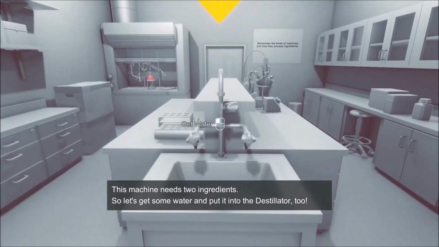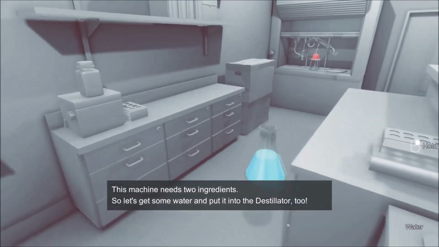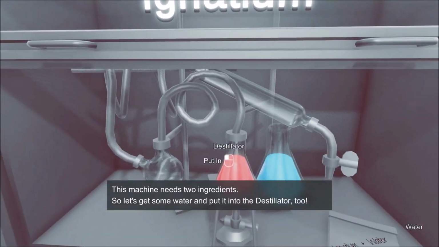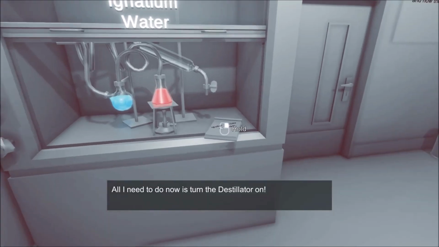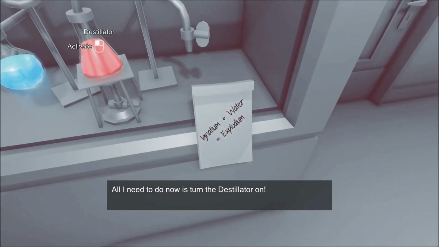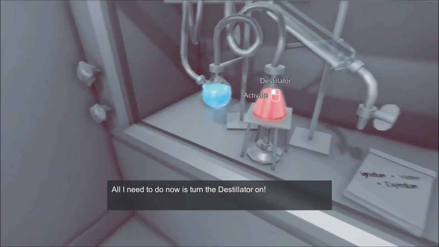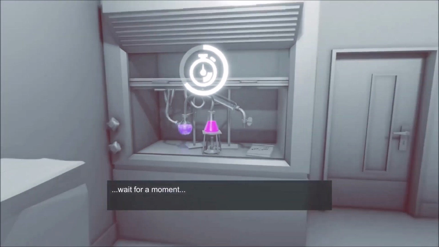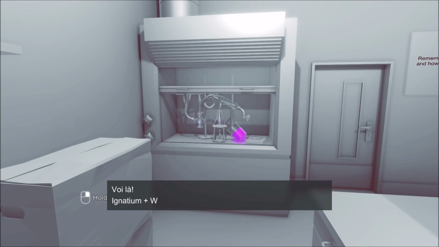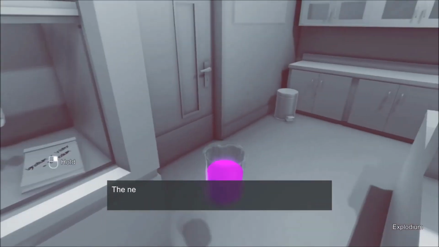Okay, cool. Get water. I'm liking this so far, actually. It's kind of interesting. Take the water. And... yep. All I need to do now is to... okay, turn it on. What's this say? Explodium. That's cool. Alright, so how do we turn it on? Activate. Wait for a moment. Voila! Okay. Let's take Explodium then.